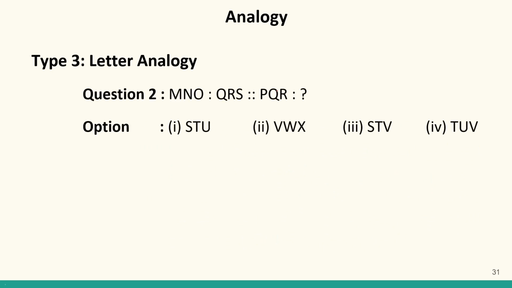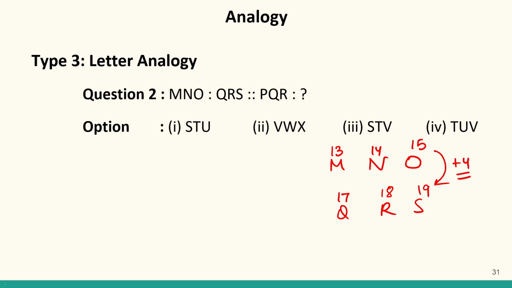Now similarly, let us find for MNO, QRS and PQR. MNO, we are going to QRS. So M is positioned at, I'm using forward ranks, M is positioned at 13, N is positioned at 14, and O is positioned at 15. We know this much. Q is positioned at 17, R is positioned at 18. Similarly, S is positioned at 19. So here I can clearly see that we are moving 4 positions forward in each term.